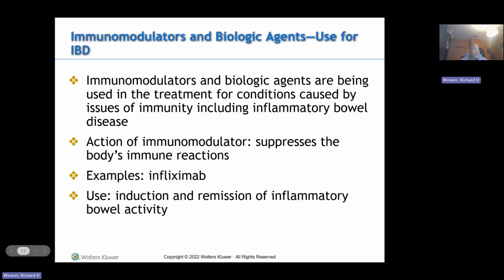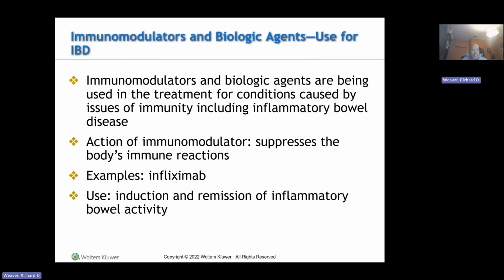All right, so these are the immunomodulators and the biologics. And so these drugs are playing a significant role in the treatment of inflammatory bowel disease. Now, although these drugs are not aminosalicylates, these biologic agents are being developed for a number of conditions that are caused by issues with immunity.